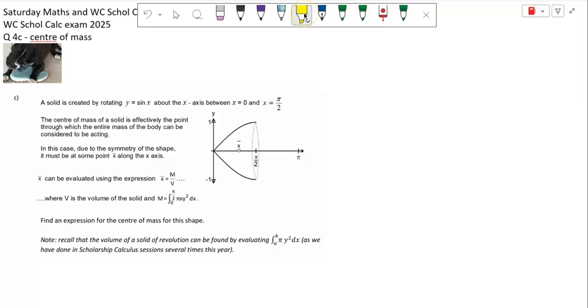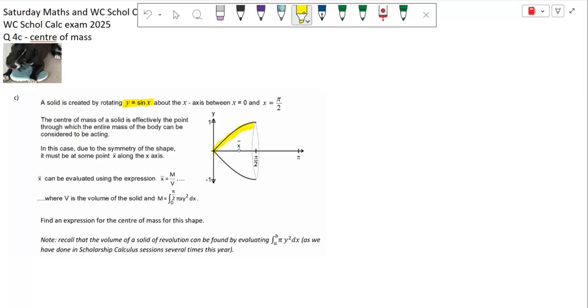We've got a solid and it's created by rotating this curve. So this is just a section of y equals sine of x, and it's being rotated about the x-axis between x equals 0 and x equals pi on 2. So straight away you should think, okay, volumes of solids of revolution, which remember used to be in the curriculum, but it was taken out, I think, in about 2013. But we've done them heaps in class on purpose because they are super cool and they're a really nice application of integration that we can do at level 3.